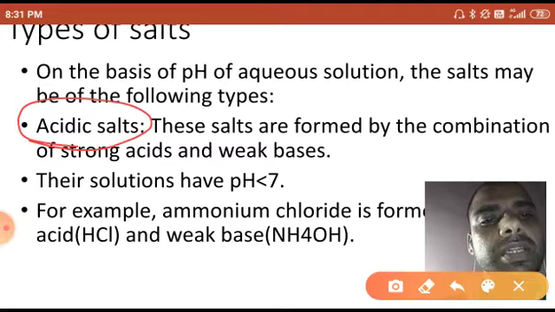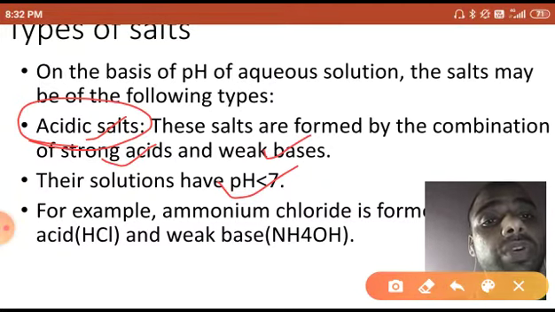As you know, dear students, from the previous topic we have discussed that if anything is acidic, then its pH is less than 7. So you can see this one is less than 7. Now you can see acidic salt. Why is it acidic salt? Because it is formed by the combination of strong acid and weak base. The priority will be given to the strong acid, and hence it can be called an acidic salt.